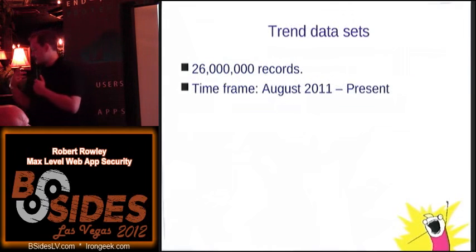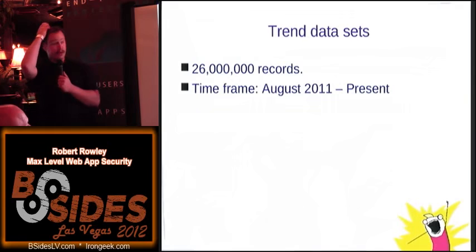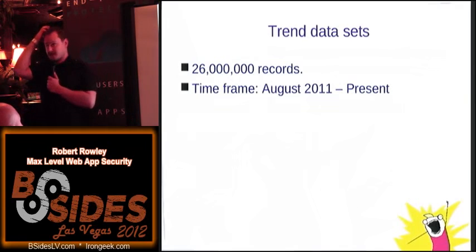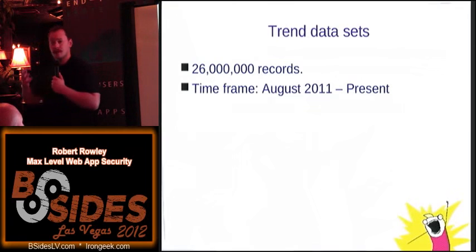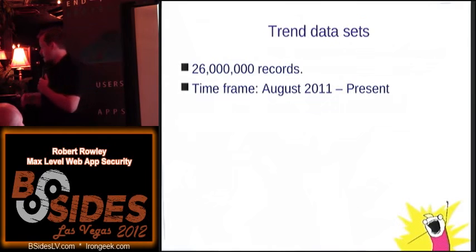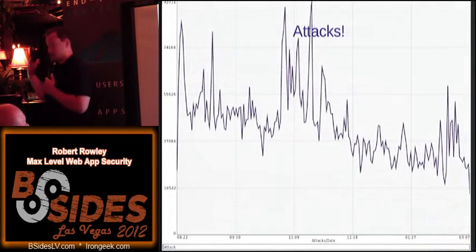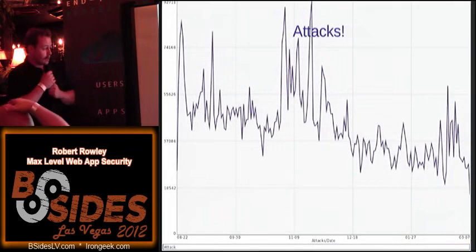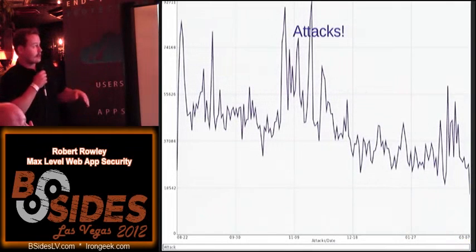So the data set is actually 26 million records. Right now it's generating about 3 to 5 million per month. This is about a year worth of data. And let's just get into this graph. So I have to explain. Graphs kind of suck. I'm sorry.